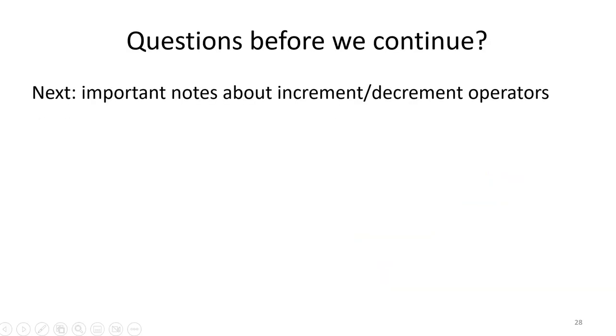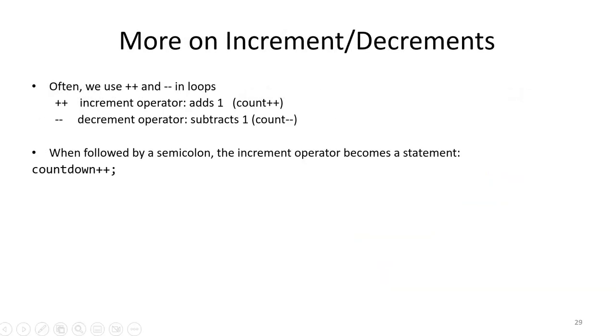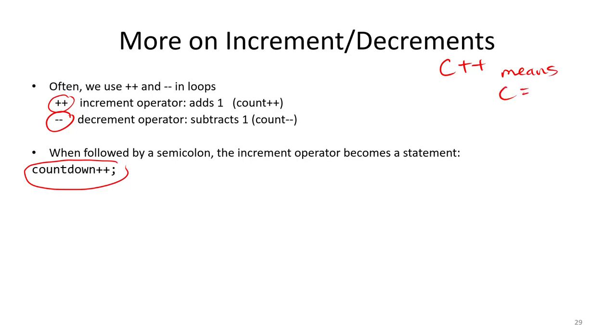So a couple other small notes about increment and decrement operators. In for loops, we often use plus plus and minus minus to help increment or decrement. Remember, C plus plus means C equals C plus 1. So same deal here, right? Plus plus will add 1.